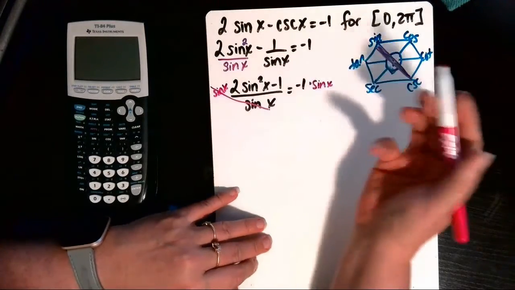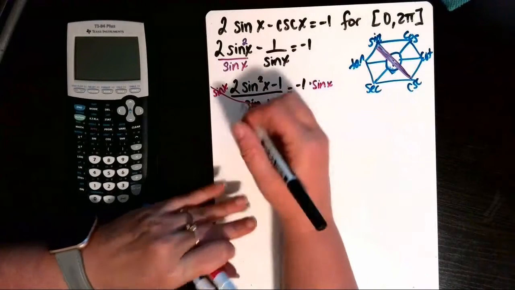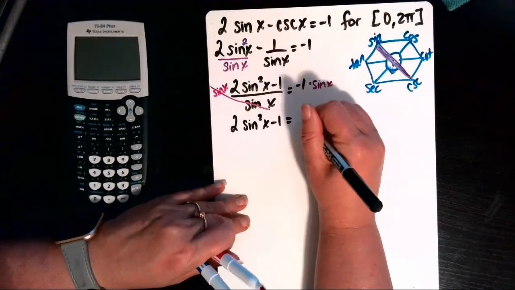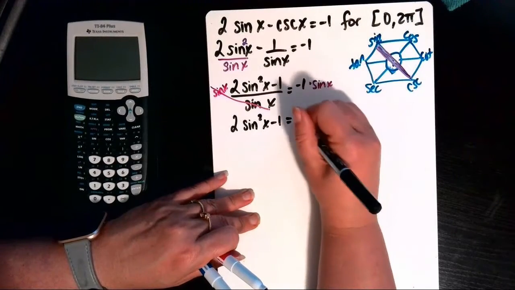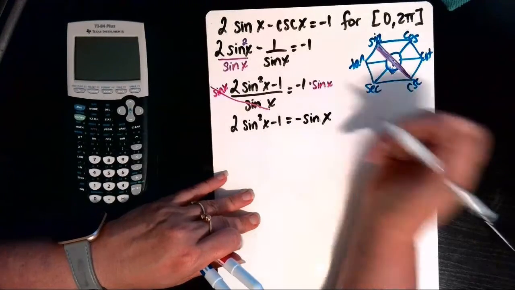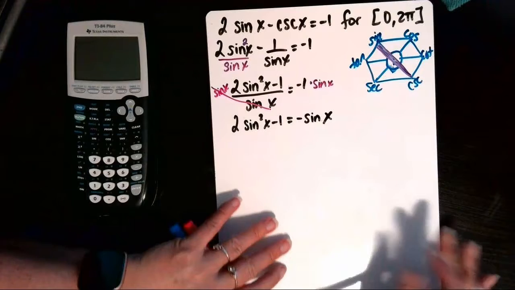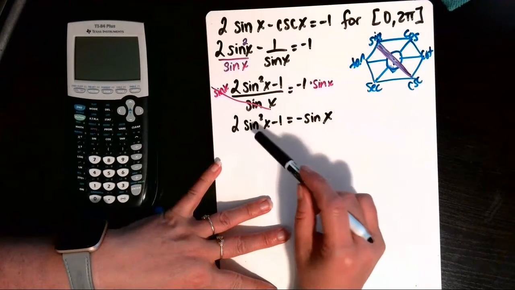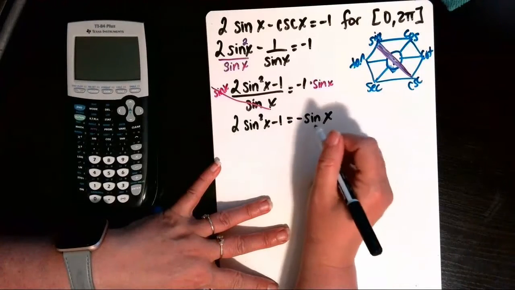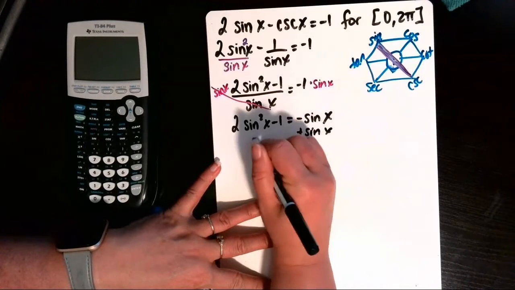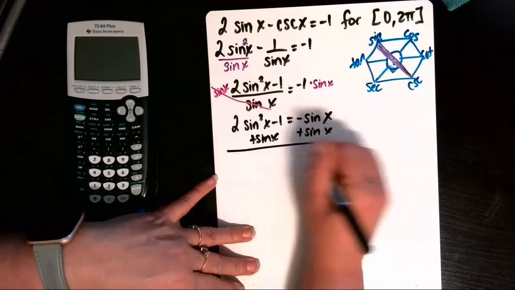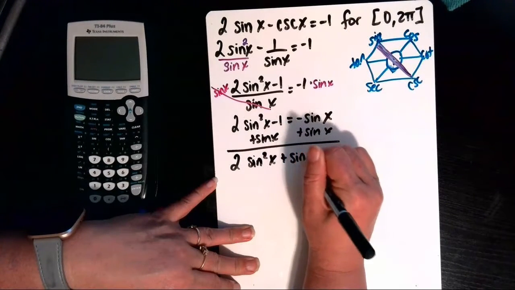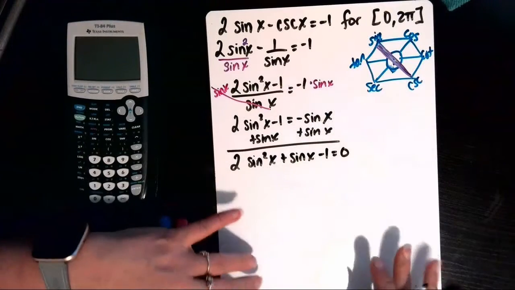Now on this side they cancel, and I'll have 2 sine squared x minus 1 is equal to -1 times sine of x, which is negative sine of x. Okay, and now I want to get everything equal to 0 so that I can factor it. So I'm going to add sine of x to both sides, and I'll have 2 sine squared x plus sine x minus 1 equals 0.